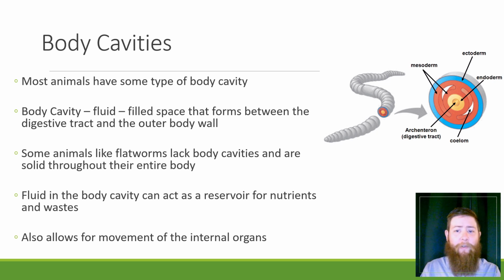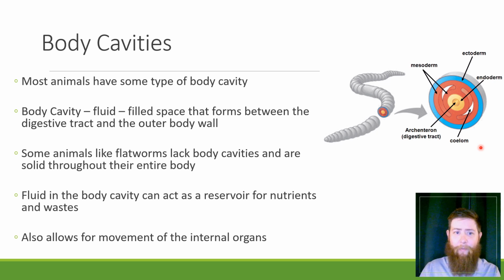The last thing in 32.1 is body cavities. Most animals have some type of body cavity. It is this space here labeled as coelom. And this one, we'll talk about coeloms more later, but it is a body cavity that is a fluid-filled space that forms between the digestive tract, the yellow here, and the outer body wall, the blue.